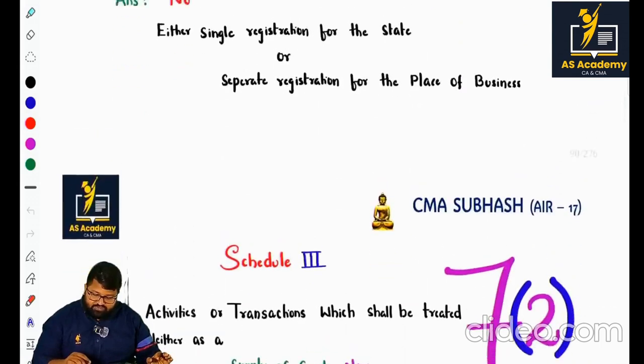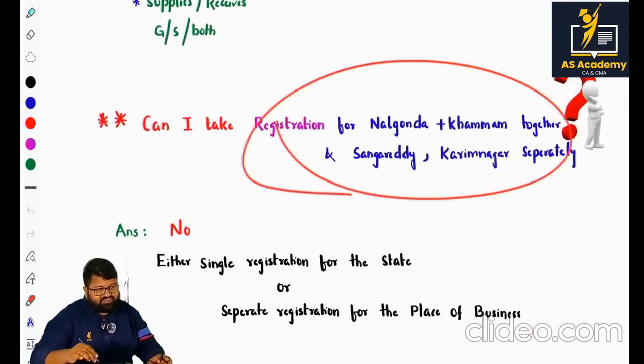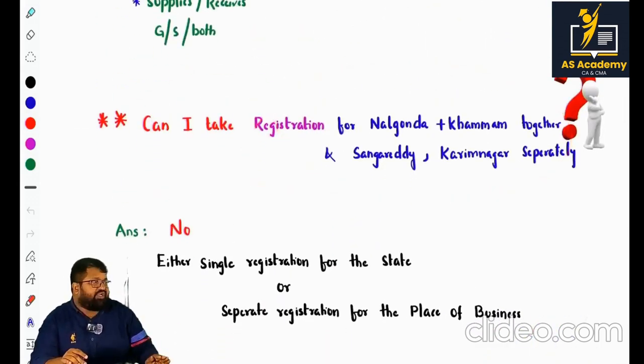Okay, next. Is it at my will and wish, in the same state, to go for different registrations? Yes, but you cannot take a single registration for two parts and separate for some. If you want to go with separate registration, take it for every one. But if you want one registration, go with only one.